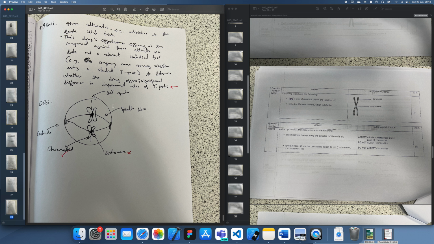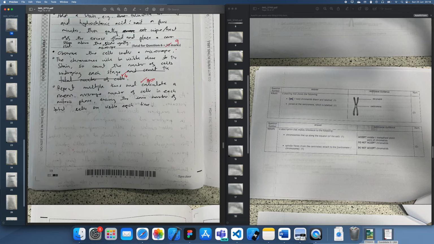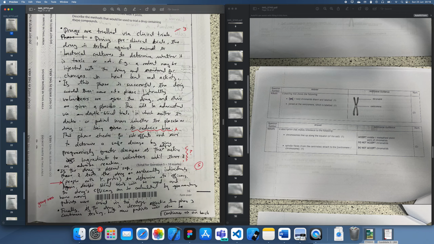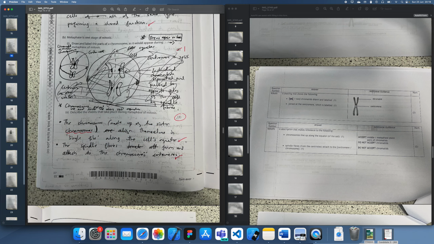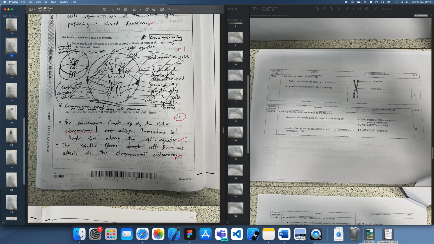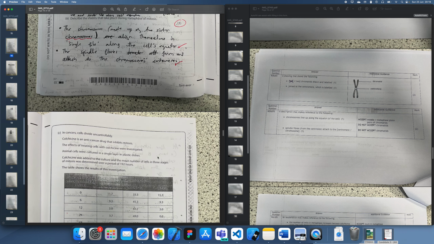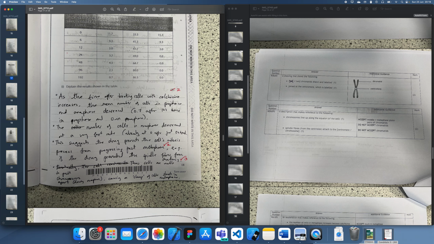And okay, yeah, so you can see the continuation of 5AII. Yeah, I guess it just wasn't enough to secure more than level 2. Unfortunate. Anyways, let's carry on. Describes the event, so got those 2 marks. That was GCSE level question. They line up along the equator and spindle fibers attach. Then, oh, I've only got 2 marks here.